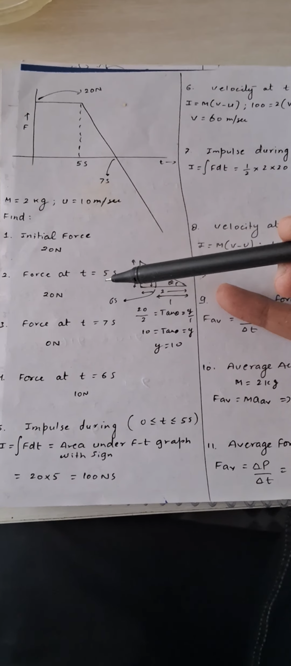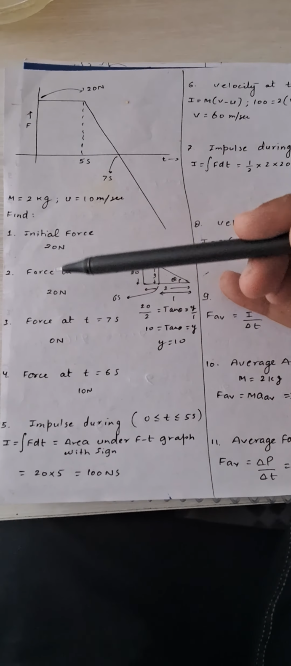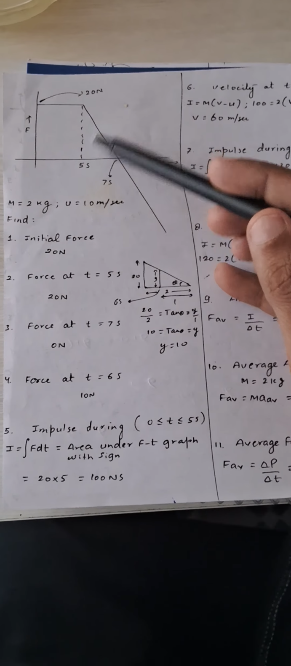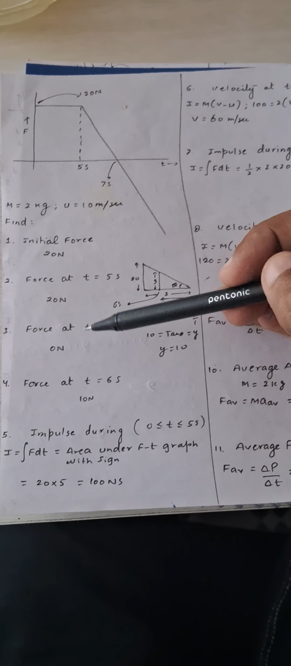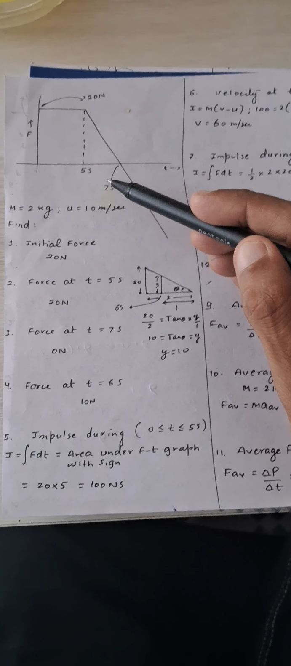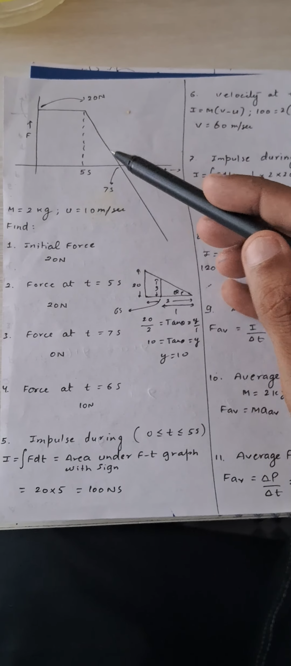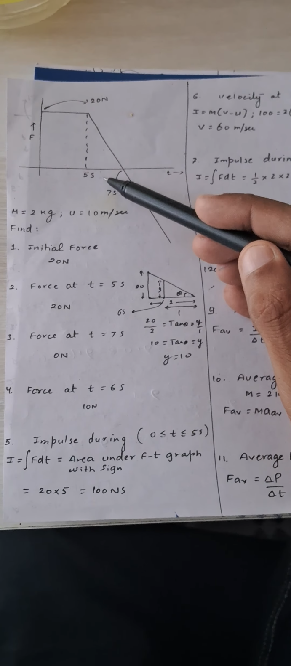Then force at t is equal to 5 second. So you can see that at 5 second force is equal to 20 Newton, sorry. Then we need to find force at t is equal to 7 seconds. So as we can see in the graph, at t is equal to 7 seconds, force is 0. Next is force at t is equal to 6 seconds. So 6 will be somewhere lying in between here.